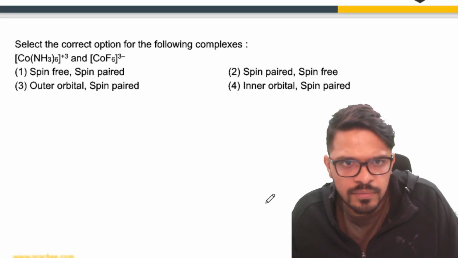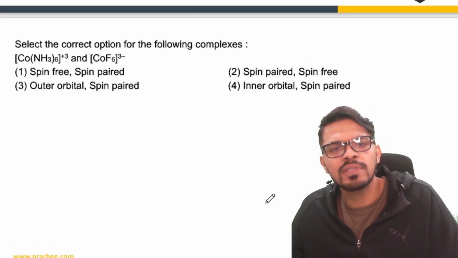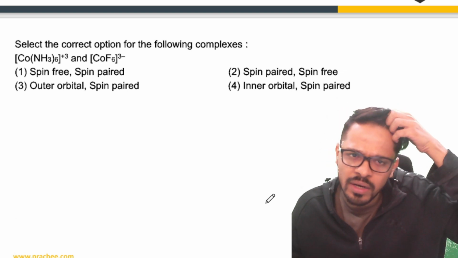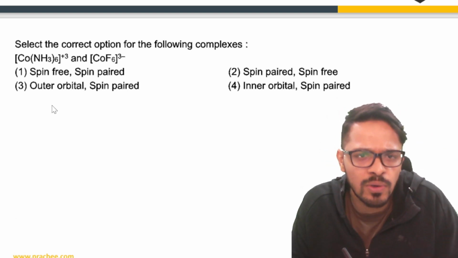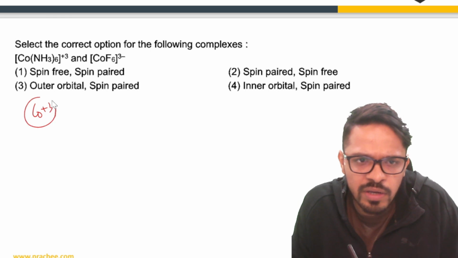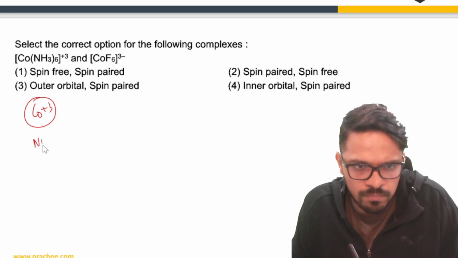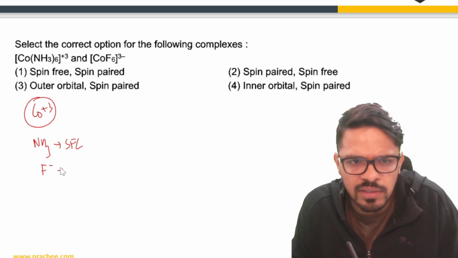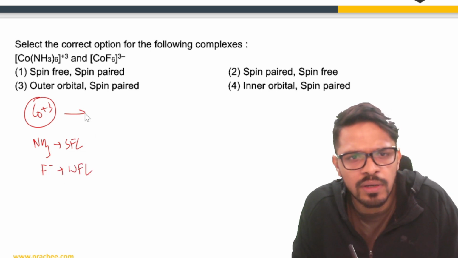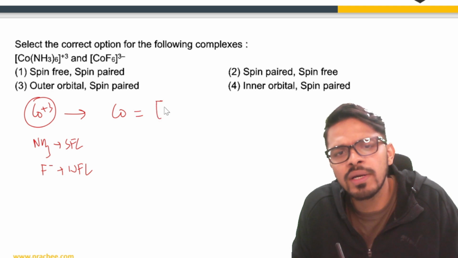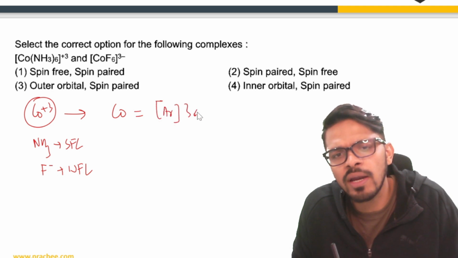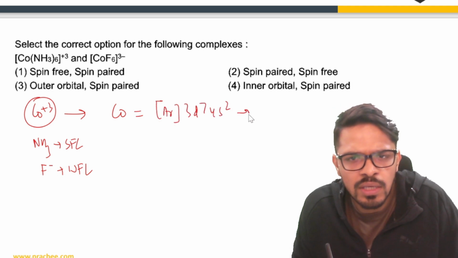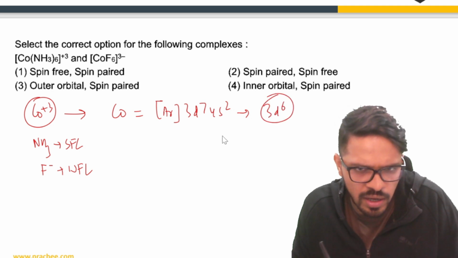Last question of inorganic chemistry is to determine the correct option. If we talk about Co, in every case we have Co plus 3. NH3 is a strong field ligand, so pairing will happen. F minus is a weak field ligand, so pairing will not happen. Cobalt is atomic number 27, that means 3d7 4s2. Co plus 3 means we have 3d6.